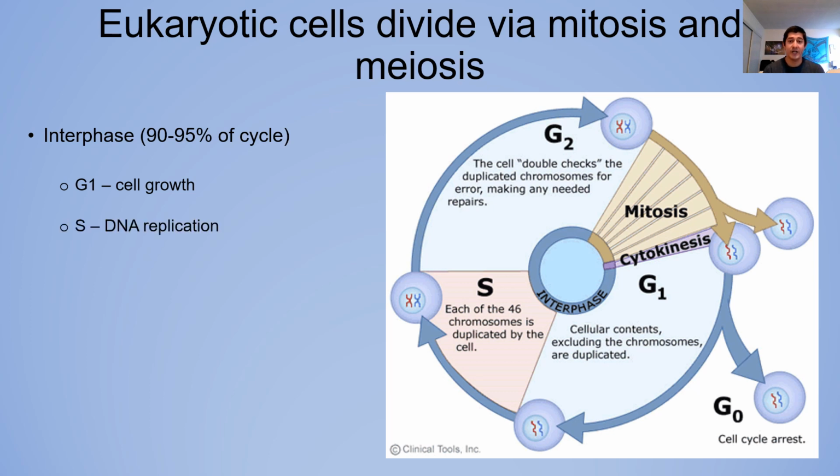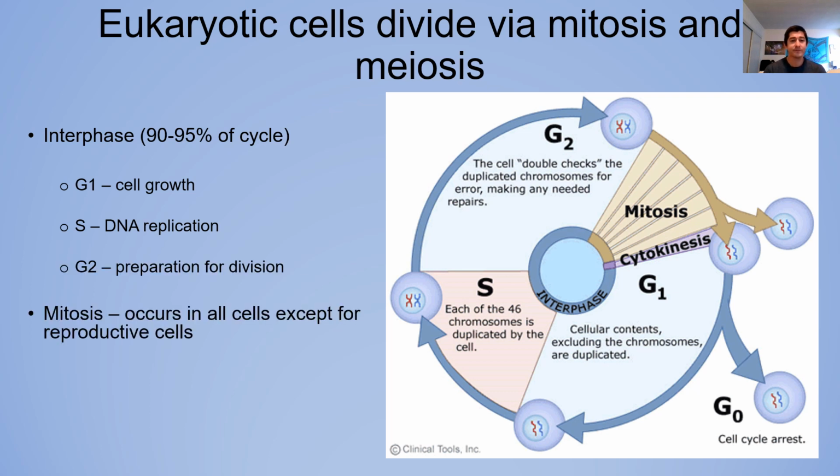When it becomes time to divide, it will copy all of the chromosomes. It'll make a copy of all of that genetic information within the cell and prepare for division. Now, mitosis occurs in all cells except for your reproductive cells. So the cells in your skin, your mouth, your muscles, all of those are going to go through mitosis, whereas cells involved in reproduction, like sperm and eggs, go through meiosis. And the two processes are similar in concept, but there are some key differences between the two that we'll talk about.